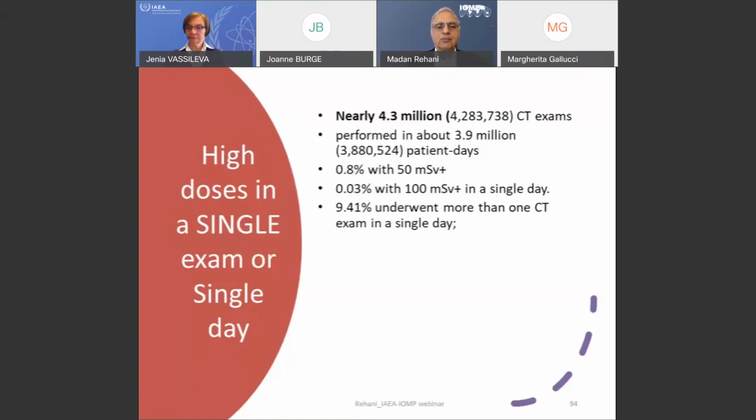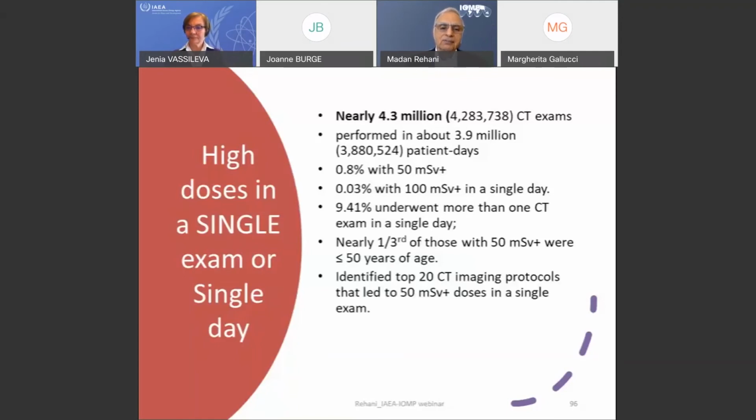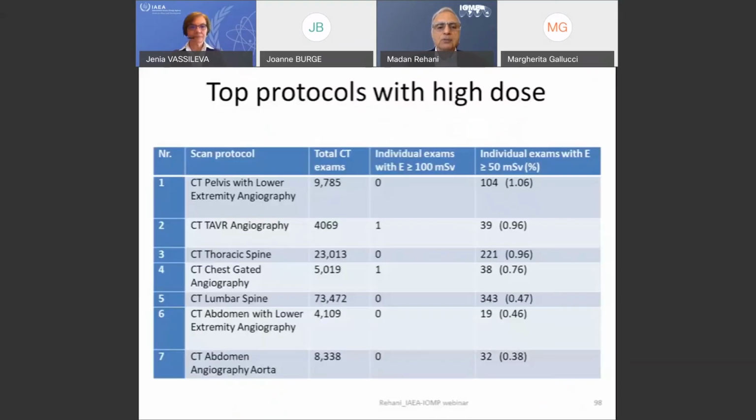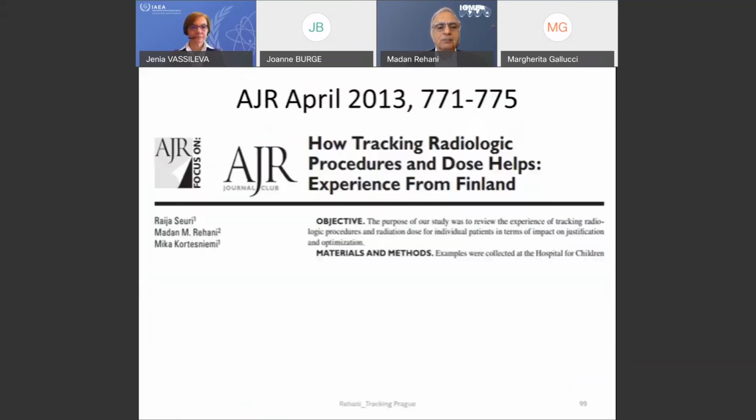So 9.4% underwent more than one CT exam in a single day. Nearly 1/3 of doses of 50 millisievert were in those less than 50 years of age. So we identified 20 top exams which led to more than 50 millisievert in a single day, and all belong to chest abdomen. So these are the exams, and this is the frequency. You can look in the papers.